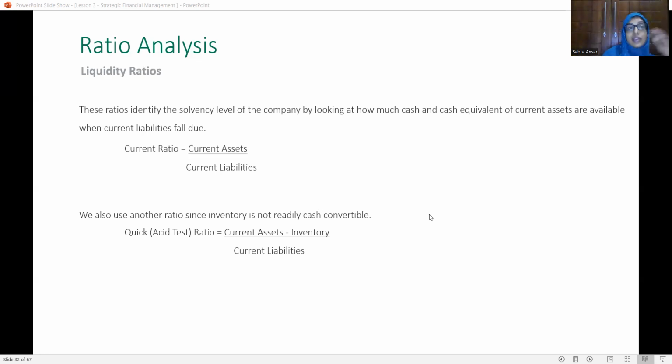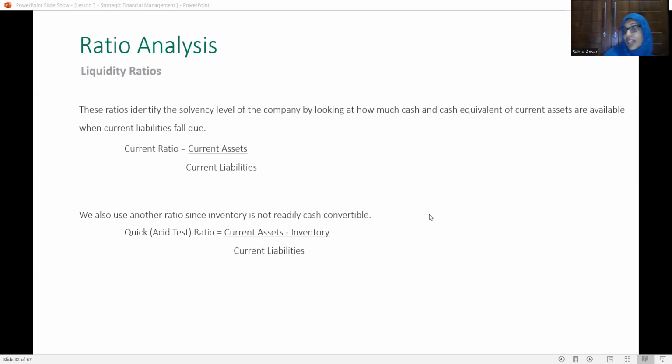Therefore, there's another calculation that is used to calculate liquidity, which is called the quick ratio or the acid test ratio. In here, the inventory amount is reduced from the current assets, and then it is divided by the current liabilities.